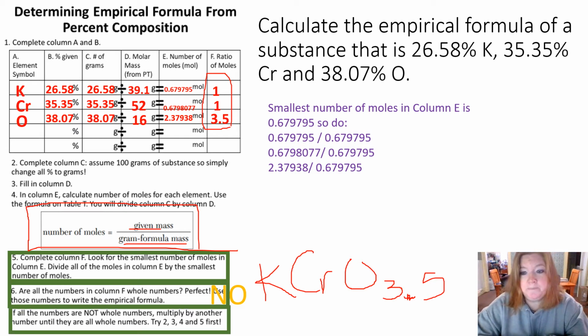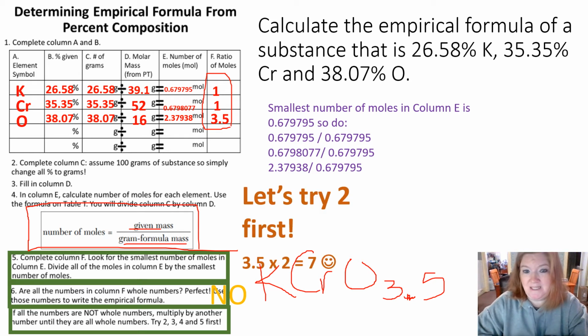All right, so I have to make those numbers all be whole numbers. If you aren't sure how to do it, just start with 2, try multiplying by 2 first. If that doesn't work, go back to the beginning, try multiplying by 3, by 4, by 5. Those are the most common ones that you would multiply by. So let's try 2. That's the easiest.